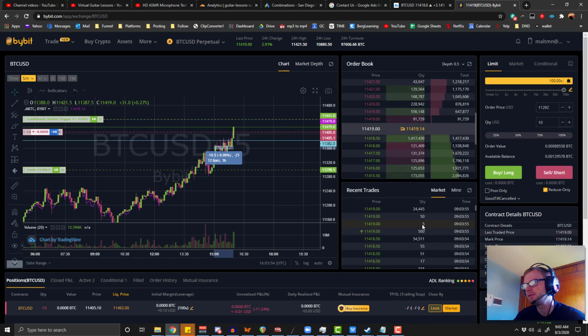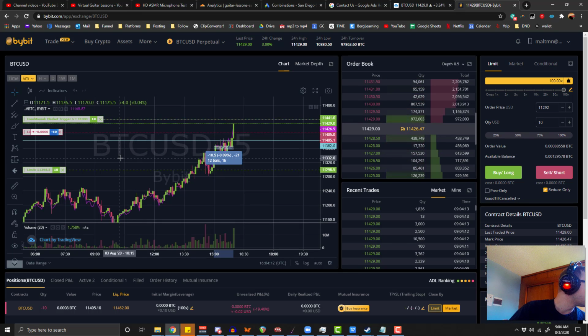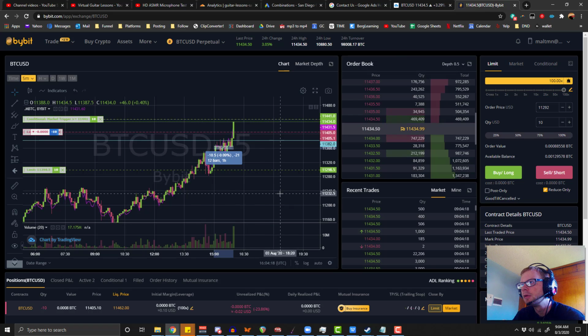Remember that 18.5 level? Oof, they're trying to push through this again. Ouch. Alright, that's not so good. We still have $20 more left to go, though. And what happens if we lose this trade? I kind of forgot. 0.3? I don't know. We're not going to lose too much here.